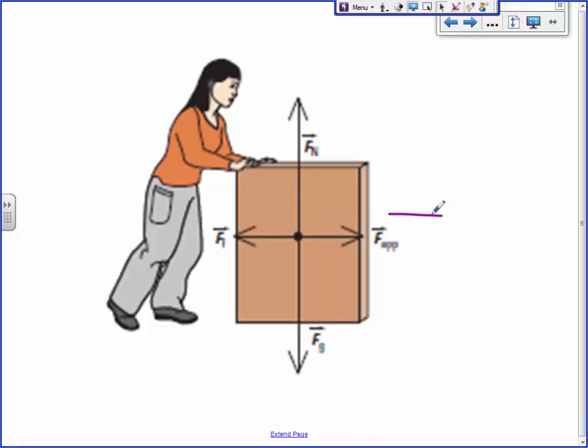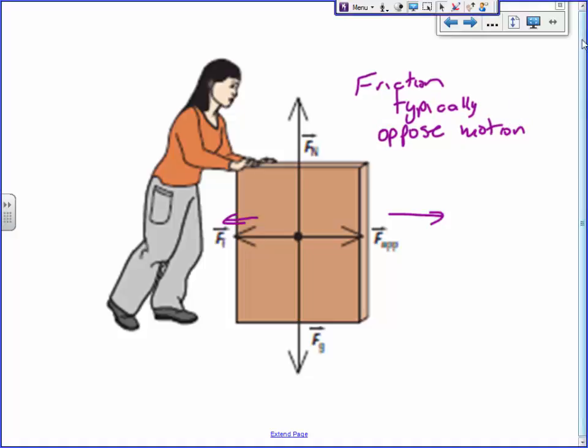If this person applies a force this direction here, which direction would friction go? Or wouldn't it go the opposite way? Doesn't friction basically oppose motion? I'm going to write that down here. Friction typically, I don't want to say always, but typically will oppose your motion.